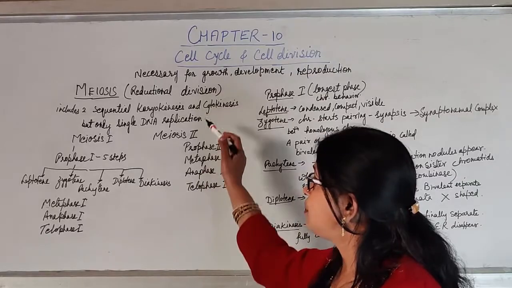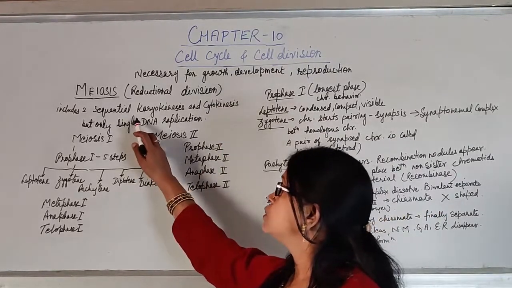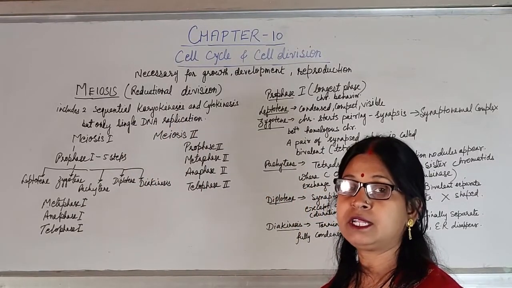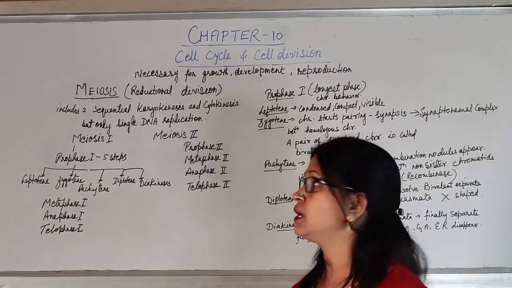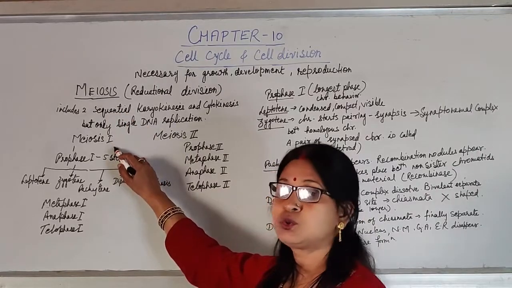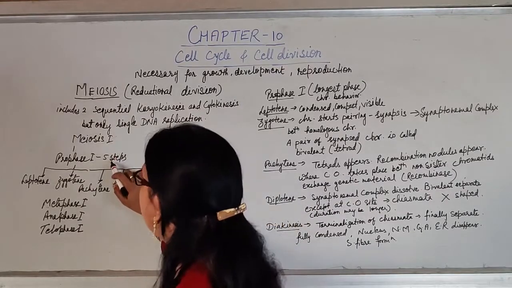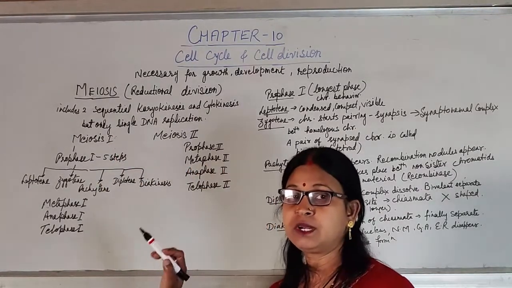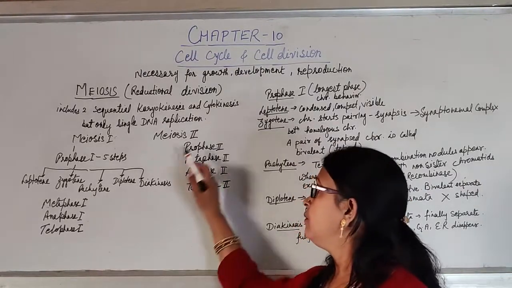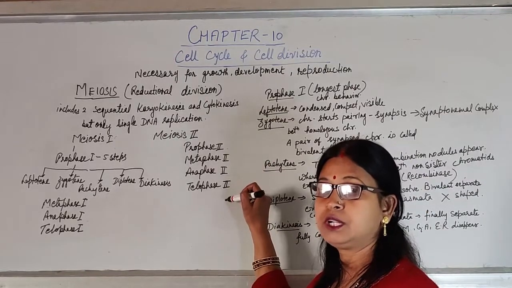Now we'll discuss the different events of meiosis. It includes two sequential karyokinesis and cytokinesis, but the DNA replication will take place only once. Meiosis includes two steps, meiosis 1 and meiosis 2. Meiosis 1 has 4 steps like mitosis: prophase 1, metaphase 1, anaphase 1, telophase 1. Whereas meiosis 2 includes prophase 2, metaphase 2, anaphase 2, telophase 2.